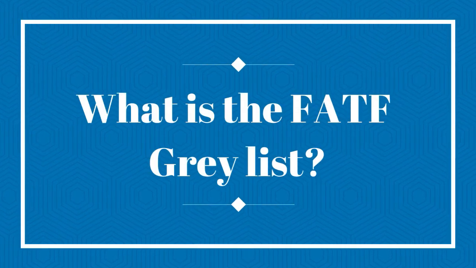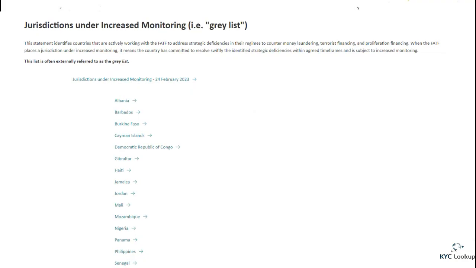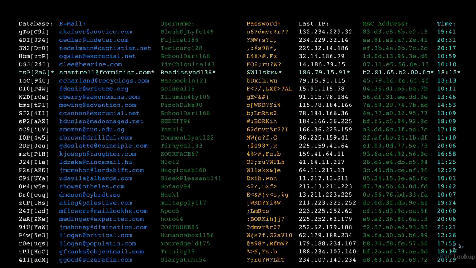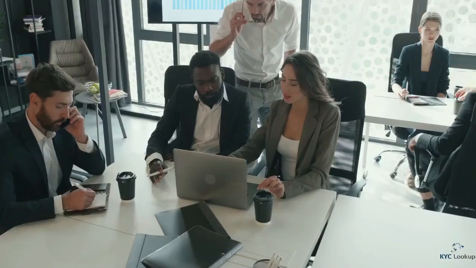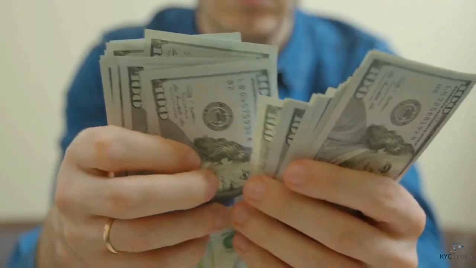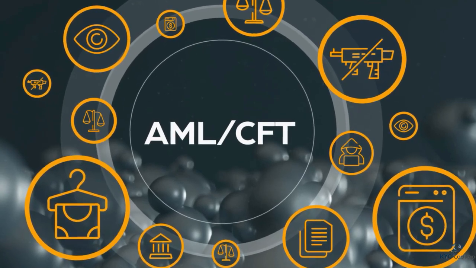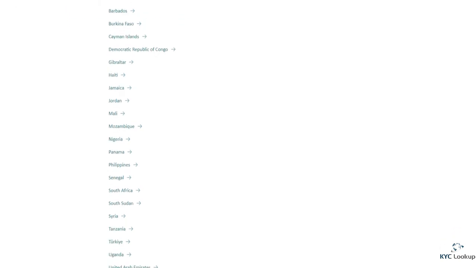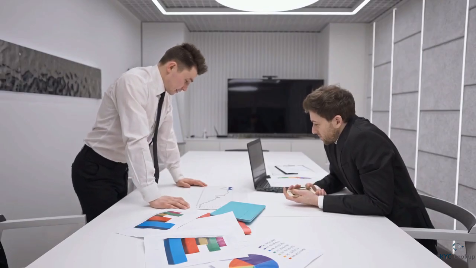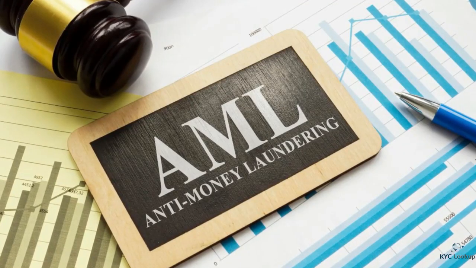What is the FATF's Grey List? The FATF Grey List, also known as the FATF's List of Jurisdictions under Increased Monitoring, is a list of countries and territories that have been identified by the Financial Action Task Force as having strategic deficiencies in their anti-money laundering and counter-terrorist financing (AML/CFT) regimes. These countries have committed to addressing these deficiencies, but are still considered to pose a risk to the global financial system due to their inadequate AML/CFT measures.